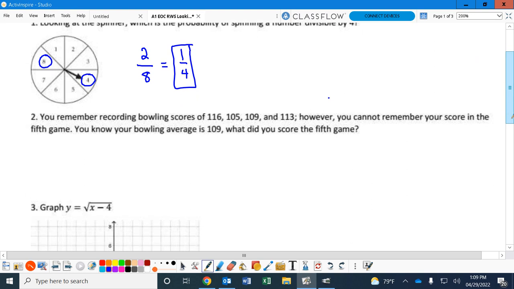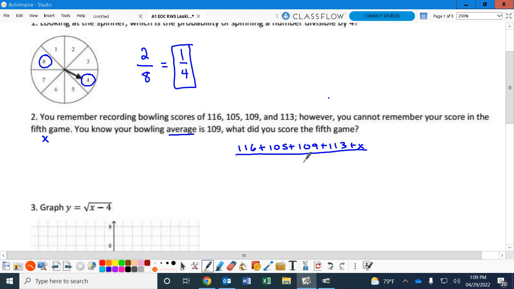Okay, we actually did this problem. I think it was on test scores, but it was worded exactly like this earlier in the year. You've got a total of 4 scores, but you can't remember the 5th score, so we call it X. In order to average them, you would add them all up: 116 plus 105 plus 109 plus 113 plus X, and you divide by however many there are.